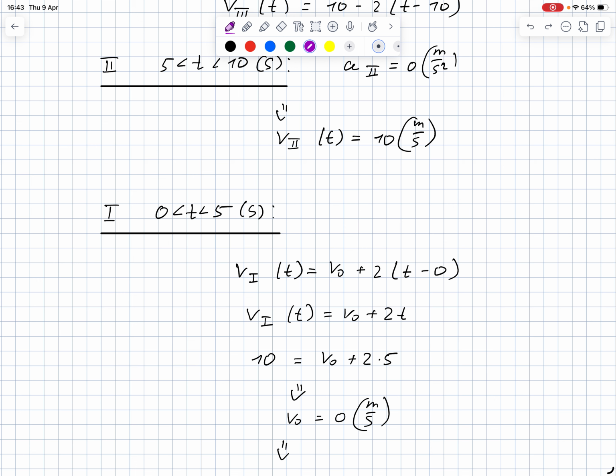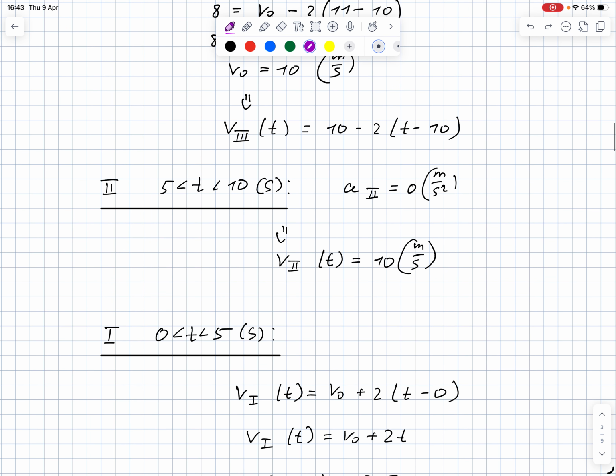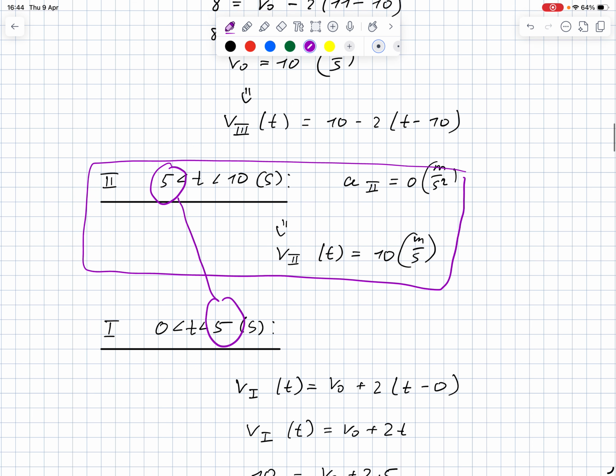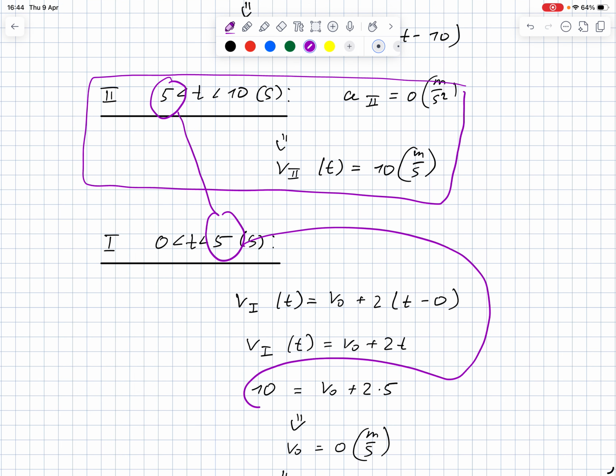We know that when t equals 5 seconds, then the velocity is 10 meters per second. Why? Because when we go to the second interval, we already said that the velocity is constant in this interval. So also when t equals 5 seconds, the velocity will be 10 meters per second.